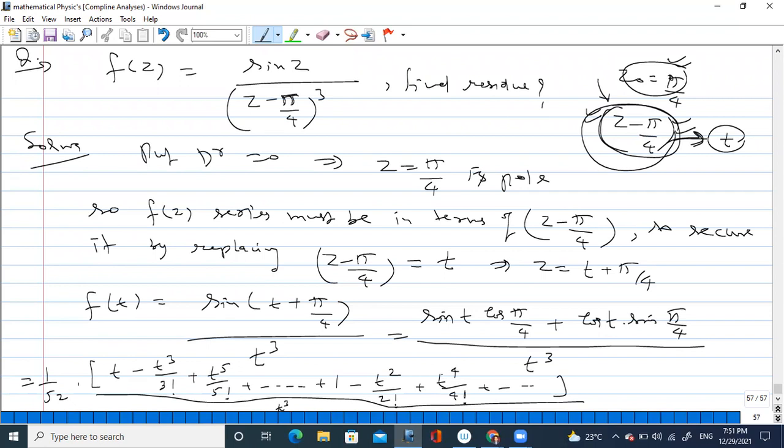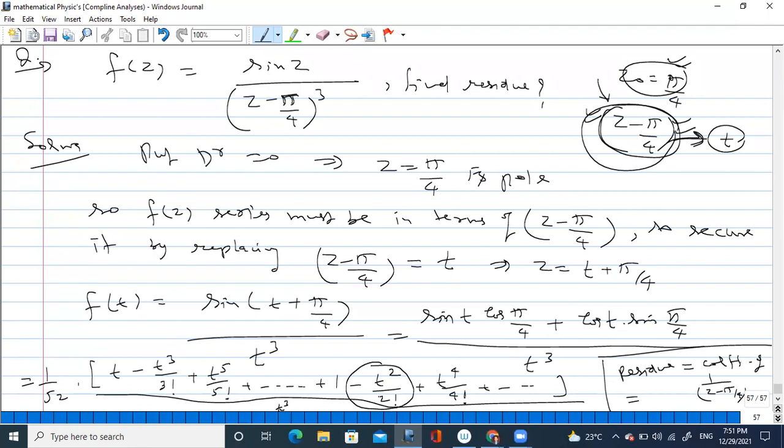Okay, but what is my purpose? My purpose is just to find out the coefficient of 1 upon Z minus pi by 4, because Z0 is pi by 4. It means the coefficient of 1 upon T is what I want. From which term will I get 1 upon T? T square by T cube will give me the 1 upon T. The rest of the terms will not give it, so only this term is important for me.